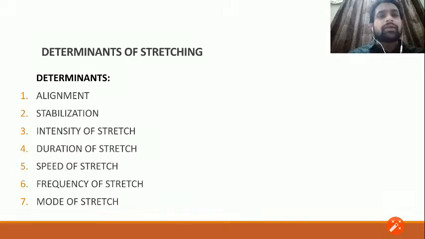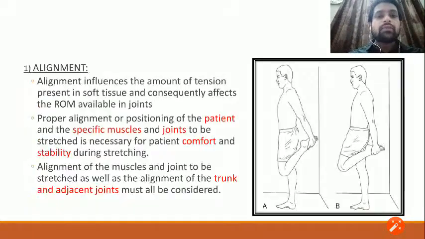Next, determinants of stretching. Mainly we have seven determinants: alignment, stabilization, intensity of stretch, duration of stretch, speed of stretch, frequency of stretch, mode of stretch. So what do we mean by determinants? Determinants decide how effectively you can give a stretching technique or stretching maneuver to the patients. So before applying the stretching maneuver or techniques, we should have proper knowledge about the determinants. Let's start with alignment.